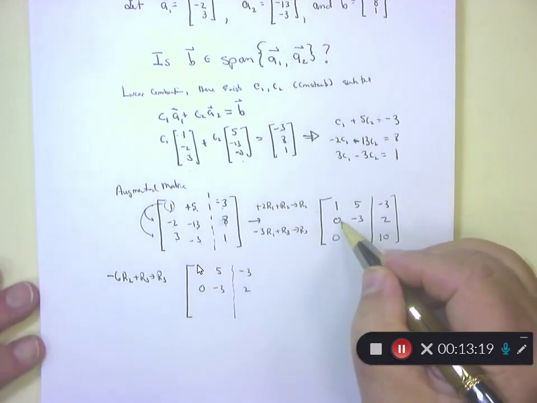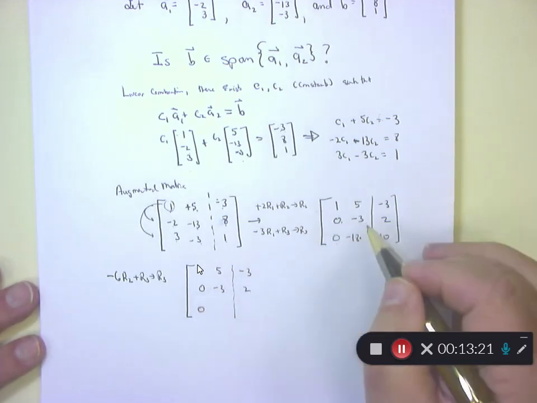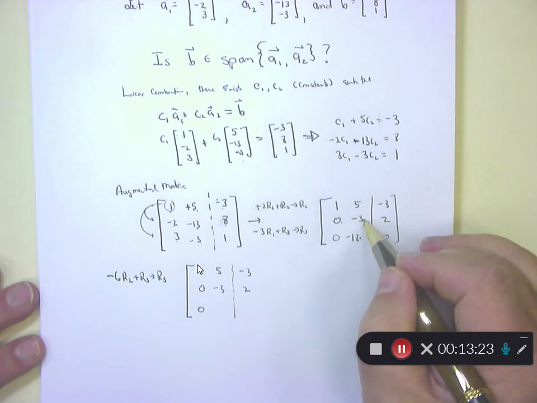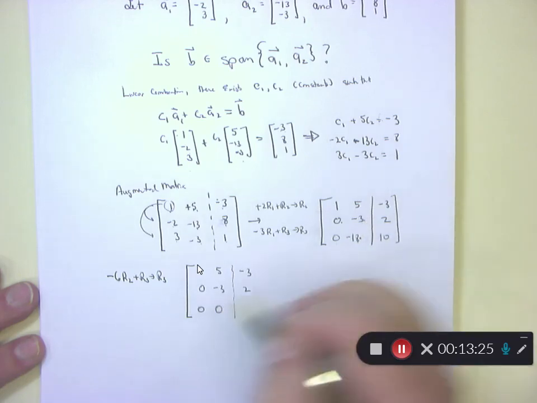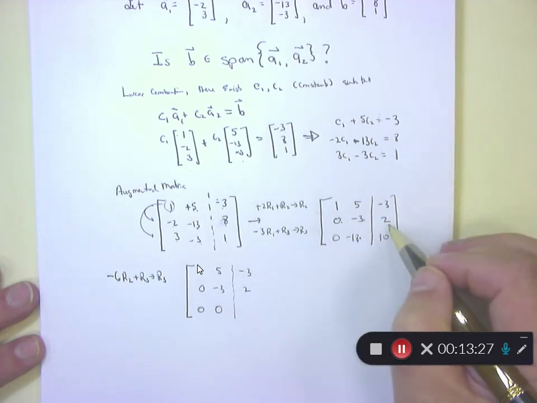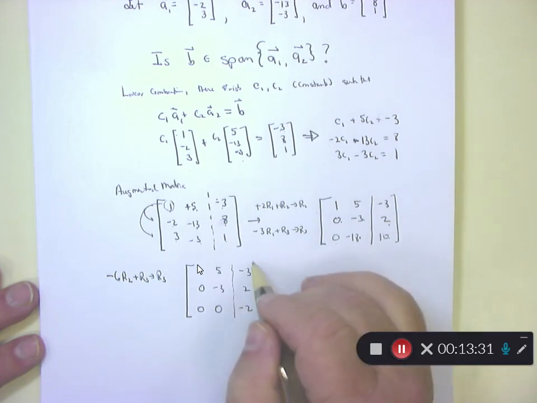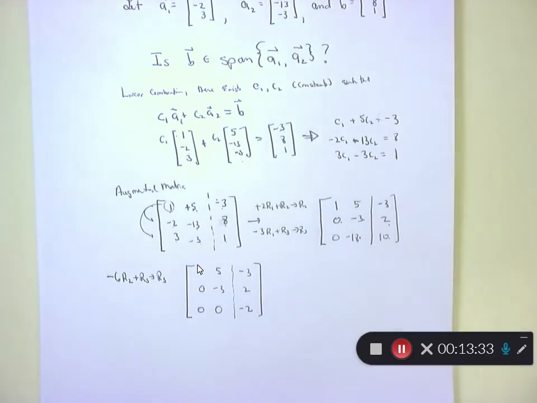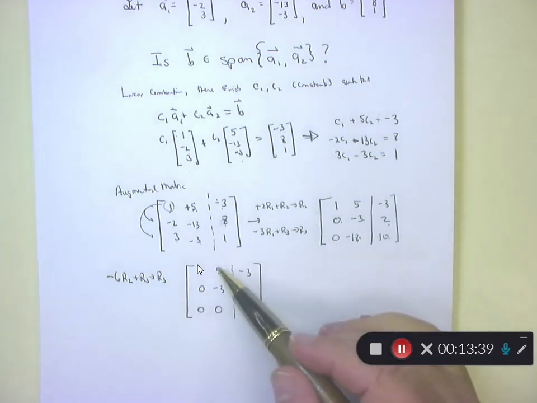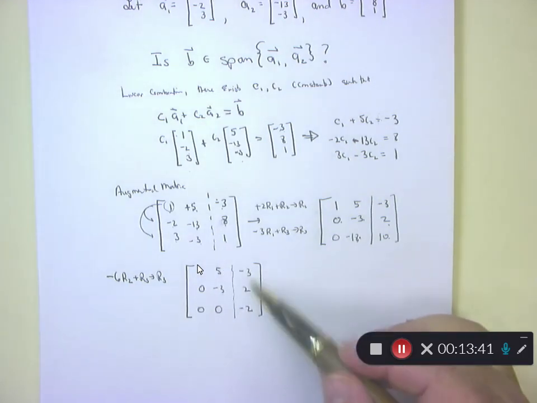0 times negative 6 is 0 plus 0 is still 0. Negative 6 times negative 3 is 18. 18 plus negative 18 is 0. Negative 6 times 2 is negative 12. Plus 10 is negative 2. Agreed? Now, I can make this guy a pivot and sweep up. Then I can make this guy a pivot and sweep up.